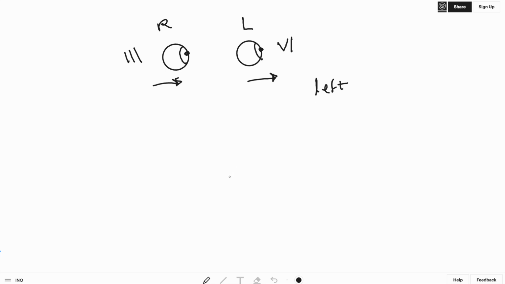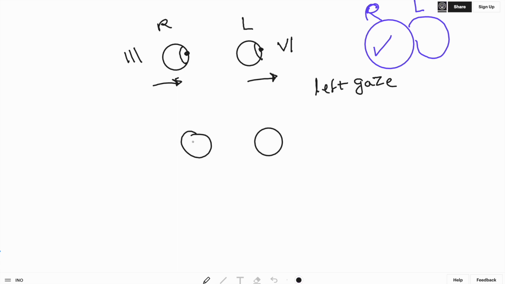Now what mediates left gaze is the right side of your brain, so it's quite the opposite, right? So if you want to look to your left, it's the right side of your brain that's gonna work, not the left side. And let's say I want to look to the right side.